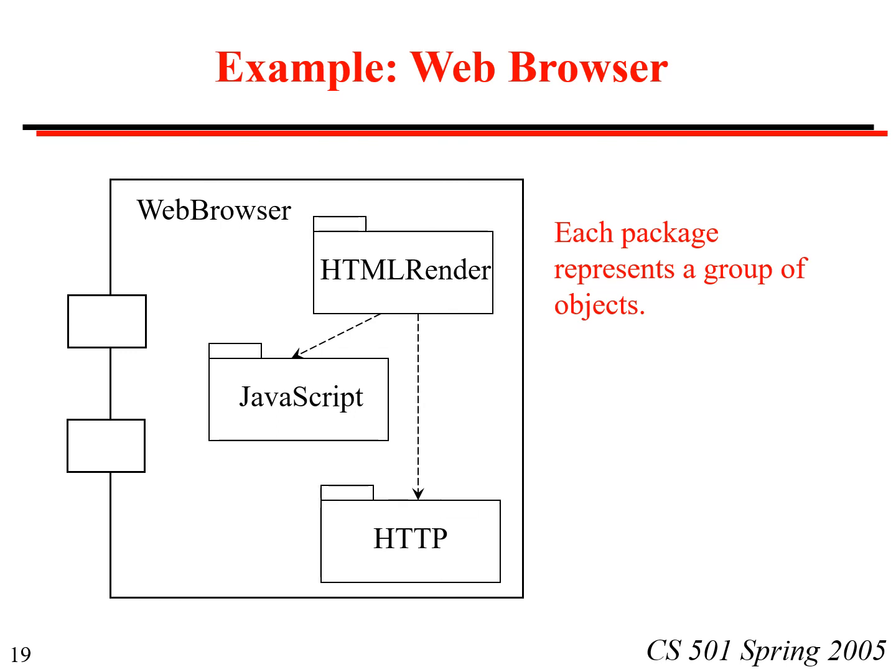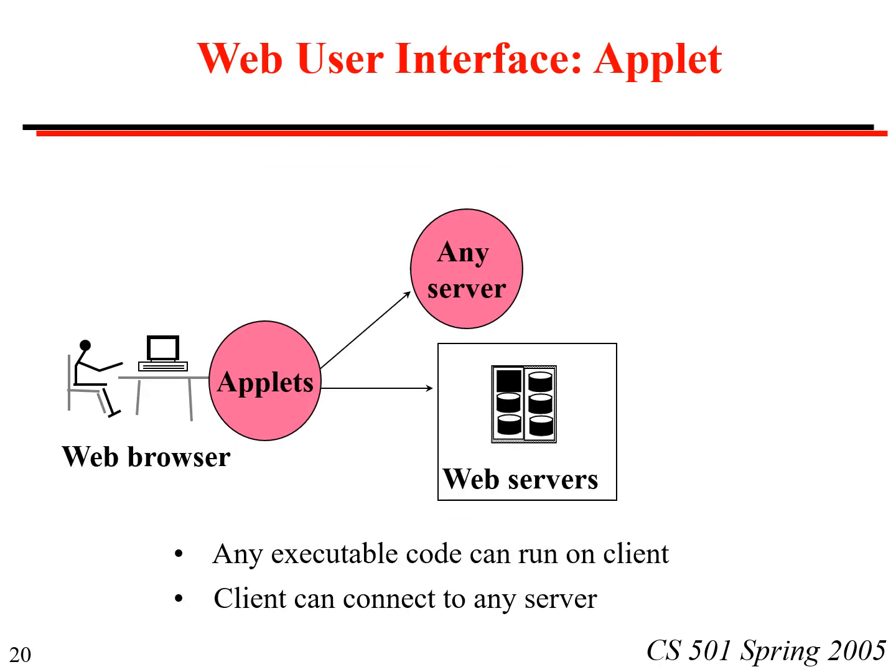Again, they are connected through dependency. HTML render is dependent on JavaScript and HTTP to interact with the server. So the web browser is obviously dependent on the web server, and it is going to establish a connection with the web server through these packages. Again, packages come inside a component, and classes and objects come inside a package.